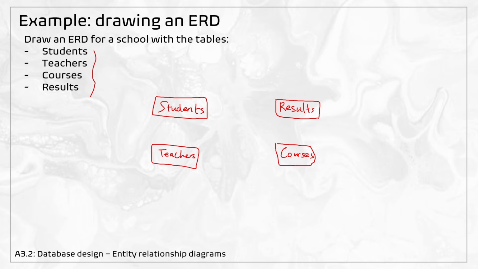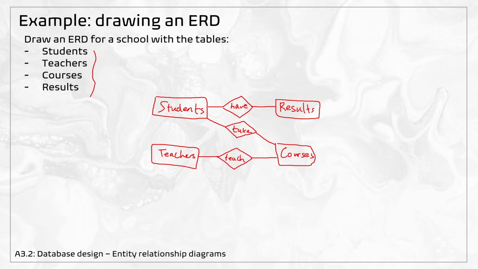Now we want to find the relationship between these tables. So let's think. Teachers teach courses and students take courses. Each student has results as well. So let's draw these relationships by connecting the tables with lines and diamonds. So students take courses. So let's just draw a take like this. And teachers teach courses as well. And students have results like so. So now let's connect these tables with diamonds and lines like so. So students take courses and teachers teach courses. There we go. And those are the relationships of our ERD.